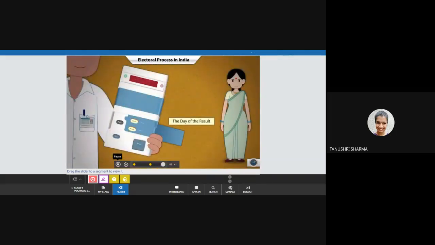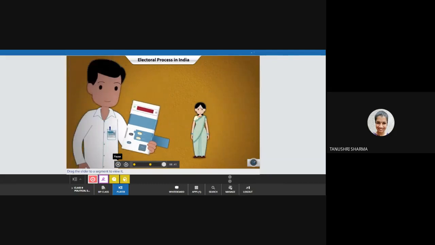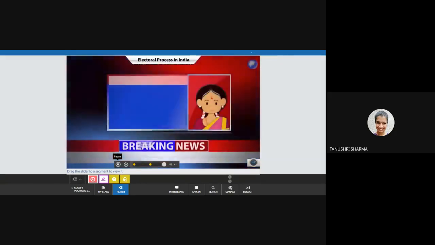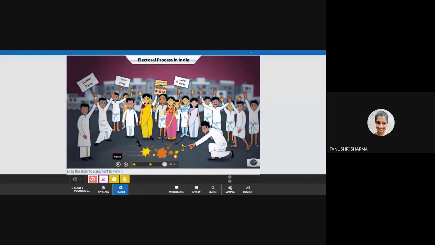On the result day, the electronic voting machines were opened and votes secured by each candidate were counted. Counting of votes was done in the presence of the returning officer. After the results were declared, Shanta won the election by simple majority. This means she got the highest number of votes in her constituency.